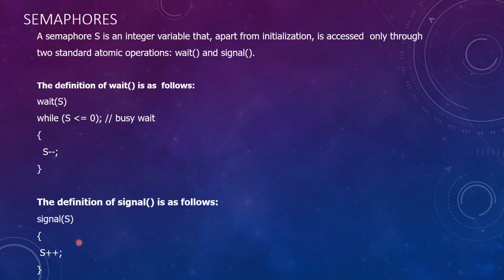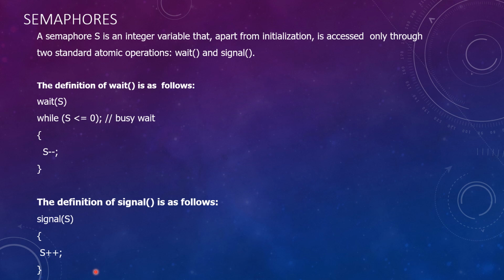And the next operation we have is the signal operation. So what is meant by signal? The signal operation is when the process has finished using the resource. Now it has to release the resource. When the process releases the resource, the number of resources will be incremented by 1. Suppose you have 5 resources and 1 resource has been allocated to a process.